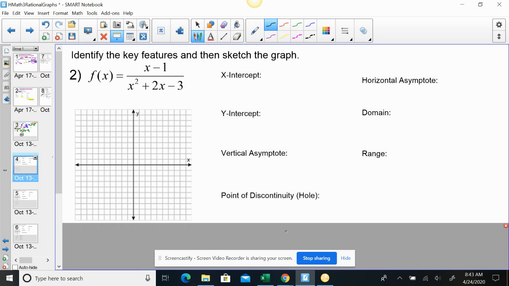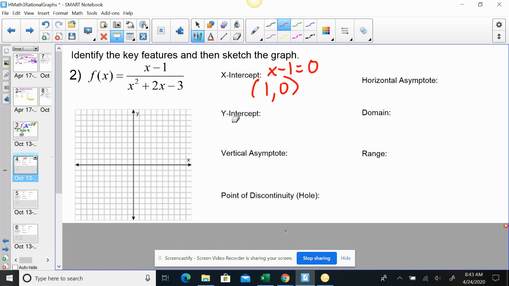Okay, please try number 2 before I go over it. So pause it, try it, then come back to this. All right, x-intercept. y equals 0. So shortcut is set your numerator equal to 0. So I have y equals 0 is a possible x-intercept.